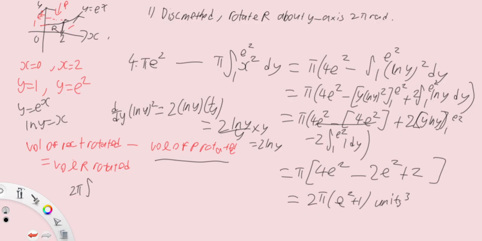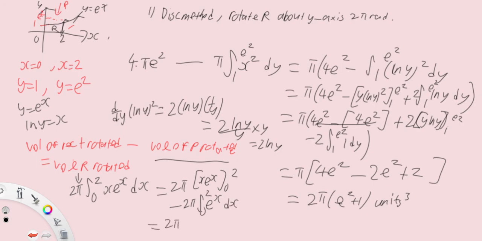It's basically using the shell method from x equals 0 to x equals 2. The formula is 2 pi xy dx, so xy will be x e^x dx. Then you do the integration by parts again. So you integrate e^x first. You get back x e^x from 0 to 2, minus, 2 pi because obviously you carry the 2 pi along. Now you differentiate x to give me back e^x. Then lastly, you just simply put in the limits. Minus, e squared plus 1. Okay, so it's e squared.